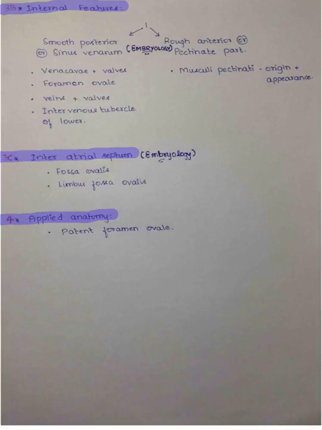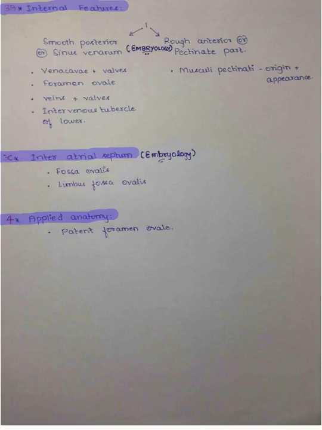Then coming to the interatrial septum, its embryology is that it is derived from the septum primum extending upwards and the septum secundum extending downwards, resulting during the fetal stage in a fossa developed in the right atrium, called the fossa ovalis, surrounding which is the limbus fossa ovalis. The fossa ovalis is derived from the septum primum, while the limbus fossa ovalis is derived from the septum secundum.